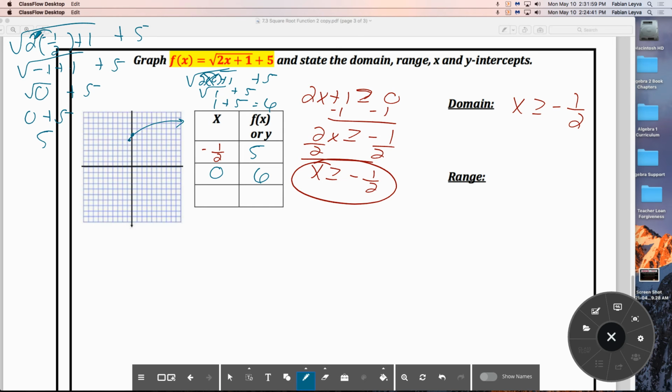Now keep in mind that in your homework I said x and y intercepts. Don't worry about those right now. I just want you to be able to find the domain, the range, and get a general shape of the graph. With that being said, let's talk about our range.